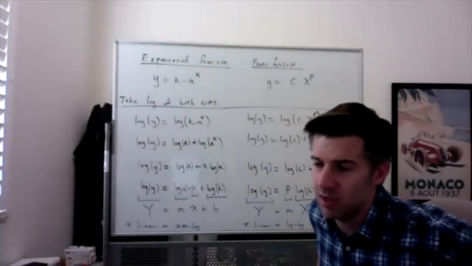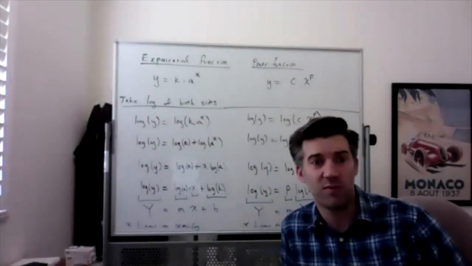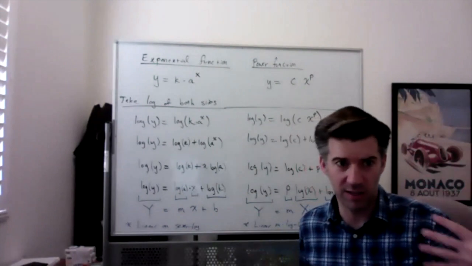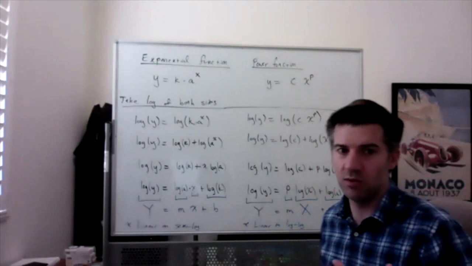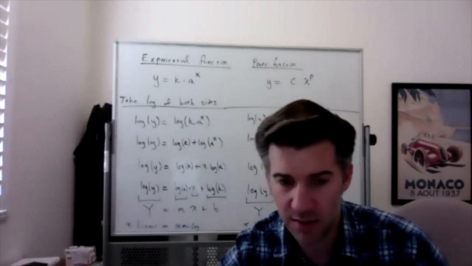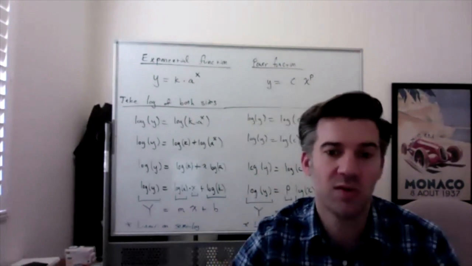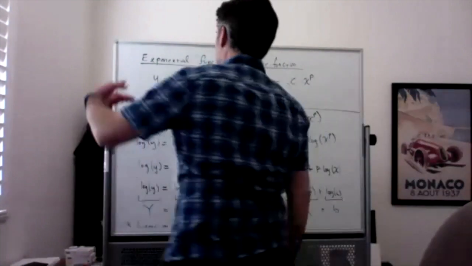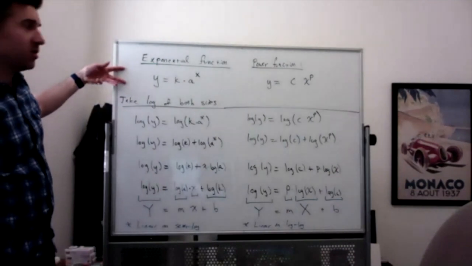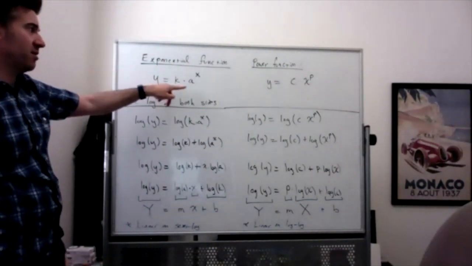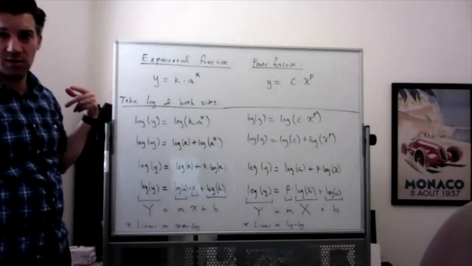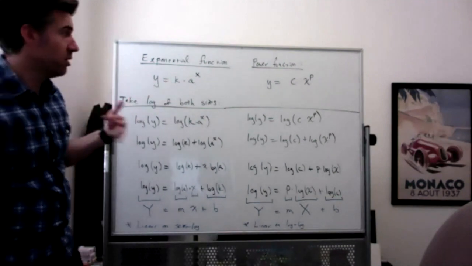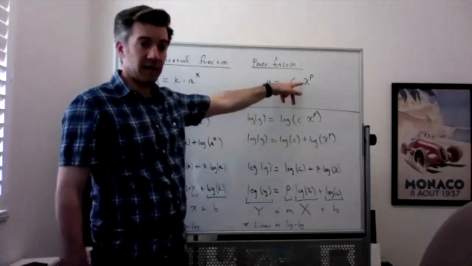So let's start with actually going back and forth between regular equations and log and semi-log equations. You're really only ever going to be faced with two different types of equations. Either you're going to have an exponential function, which is going to be y equal to something times some base to the x power. So I've written it as y equals k times a to the x. Or you're going to have a power function. You're going to have y equal to some constant times x to a power.